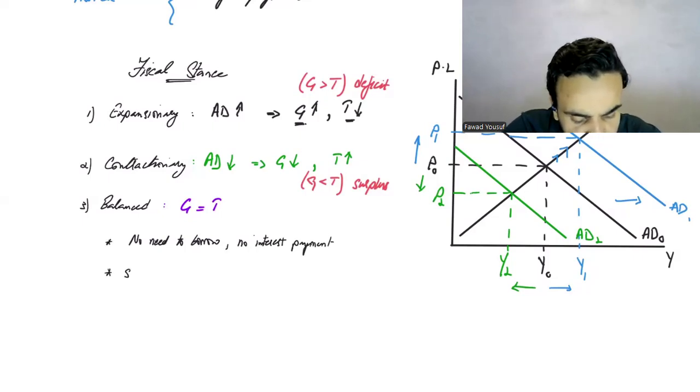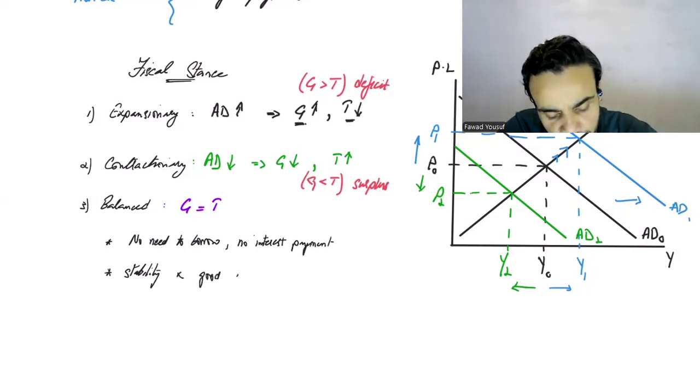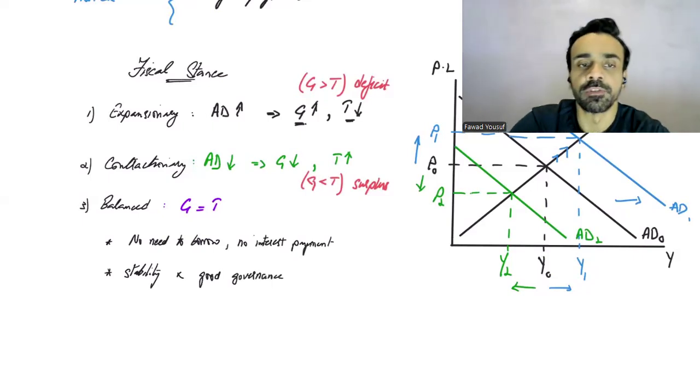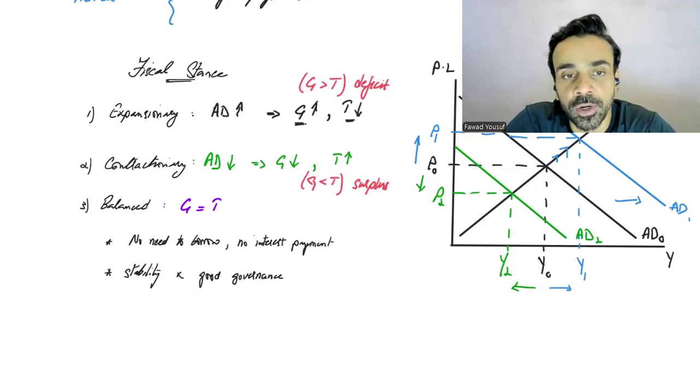Also, it sort of shows stability and good governance, good management of money, right? So when you look at a government which says that we don't need to borrow, we spend what we need, that shows that it's a very stable government. That shows that it's a very intelligent government, good governance, not overspending, not going into debts.